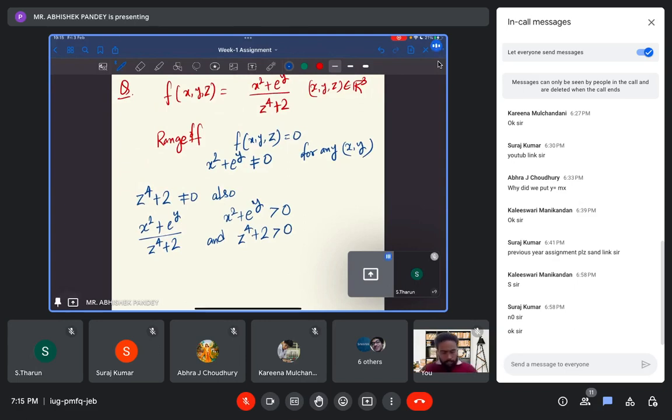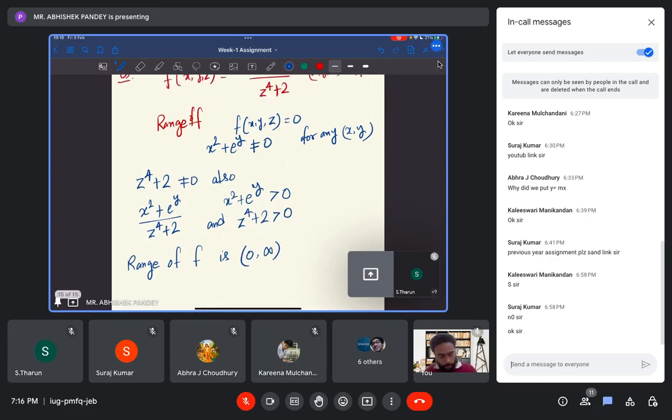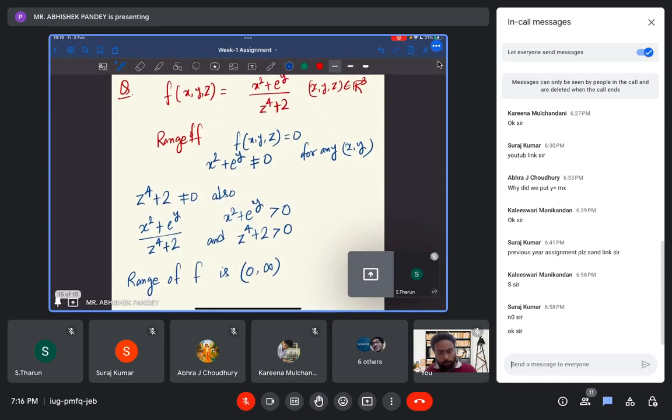And now, since all these functions, whatever in the numerator and denominator, are continuous, and this is always positive, the range is quite clear. So the range of f is 0 comma infinity, in between 0 to infinity. Is it clear? Yes, sir.